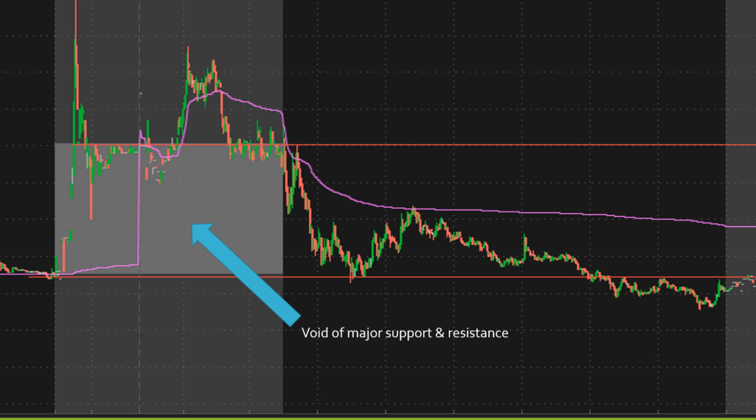And so you want to understand that most gap fill strategies are taking advantage of that void, that shadow in the chart that doesn't have much support and resistance there. That's what most people are looking for in these types of trades, and you can see why, because if you look at this chart, you can see how well it actually follows these levels.